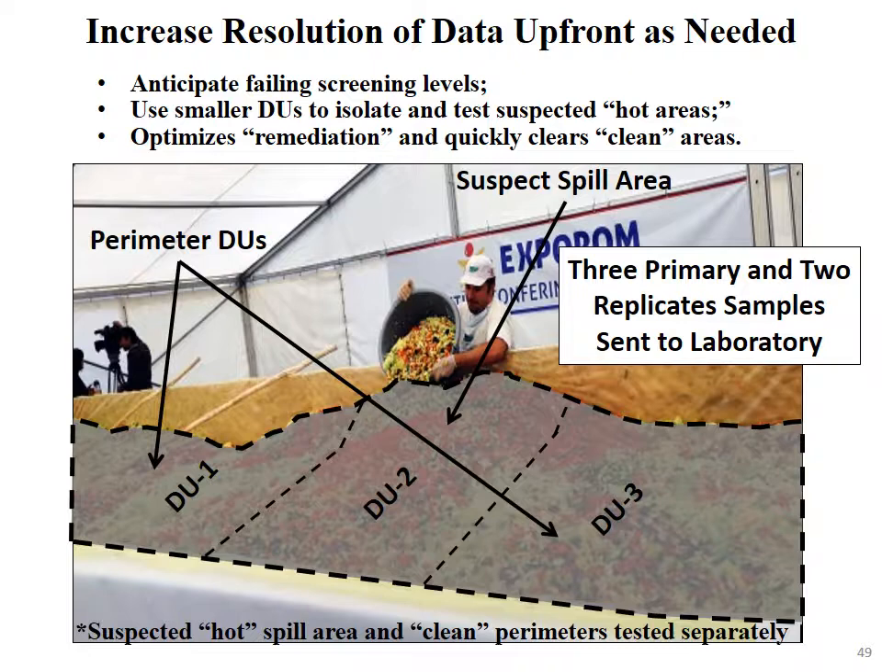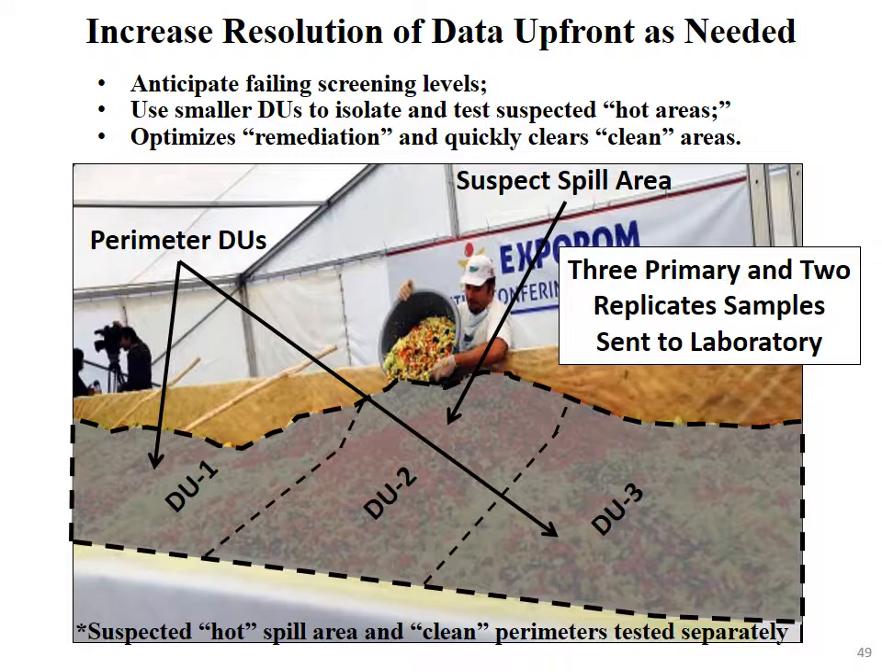So to get increased resolution of the data, it's important to do this up front at your site. Again, we talked about this before, designating DUs at a size you're comfortable making a decision on. Let's say at this site, you suspect this guy was dumping most of the tomatoes in the middle of the salad. If that's the case, then you isolate the middle of the salad as a separate decision unit for testing, and you're assuming it's going to fail.